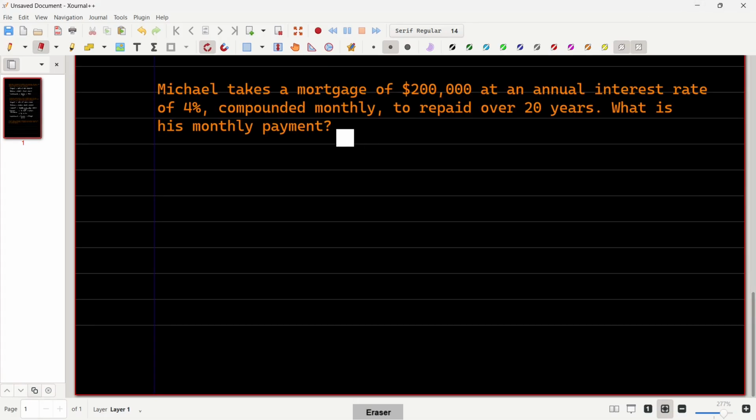All right, so this is the third one that we have to do, and it says Michael takes a mortgage of $200,000 at an annual interest rate of 4%, compounded monthly, to be repaid in 20 years. What is his monthly payment?